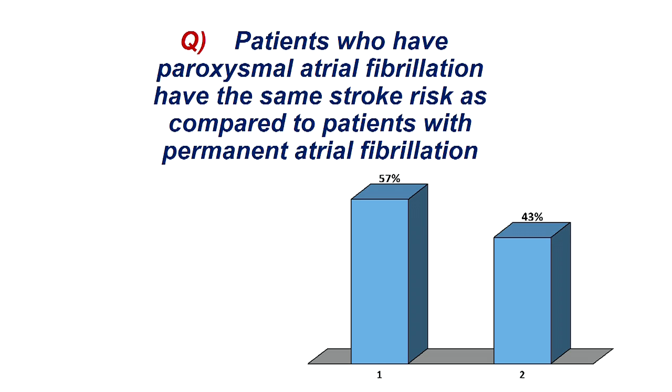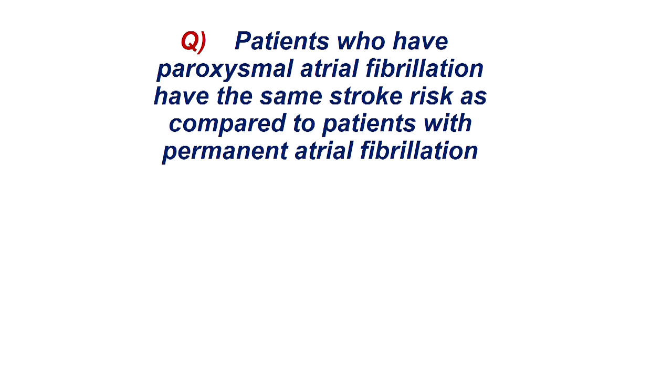The answer is true. If you have AFib once in a while versus AFib all the time, your risk of a stroke is the same. So those patients should be on anticoagulation. And remember again that we do not use the CHADS score anymore. We use the CHA2DS2-VASc score. If the patient's score is 2 or more, those patients need to be on anticoagulation.